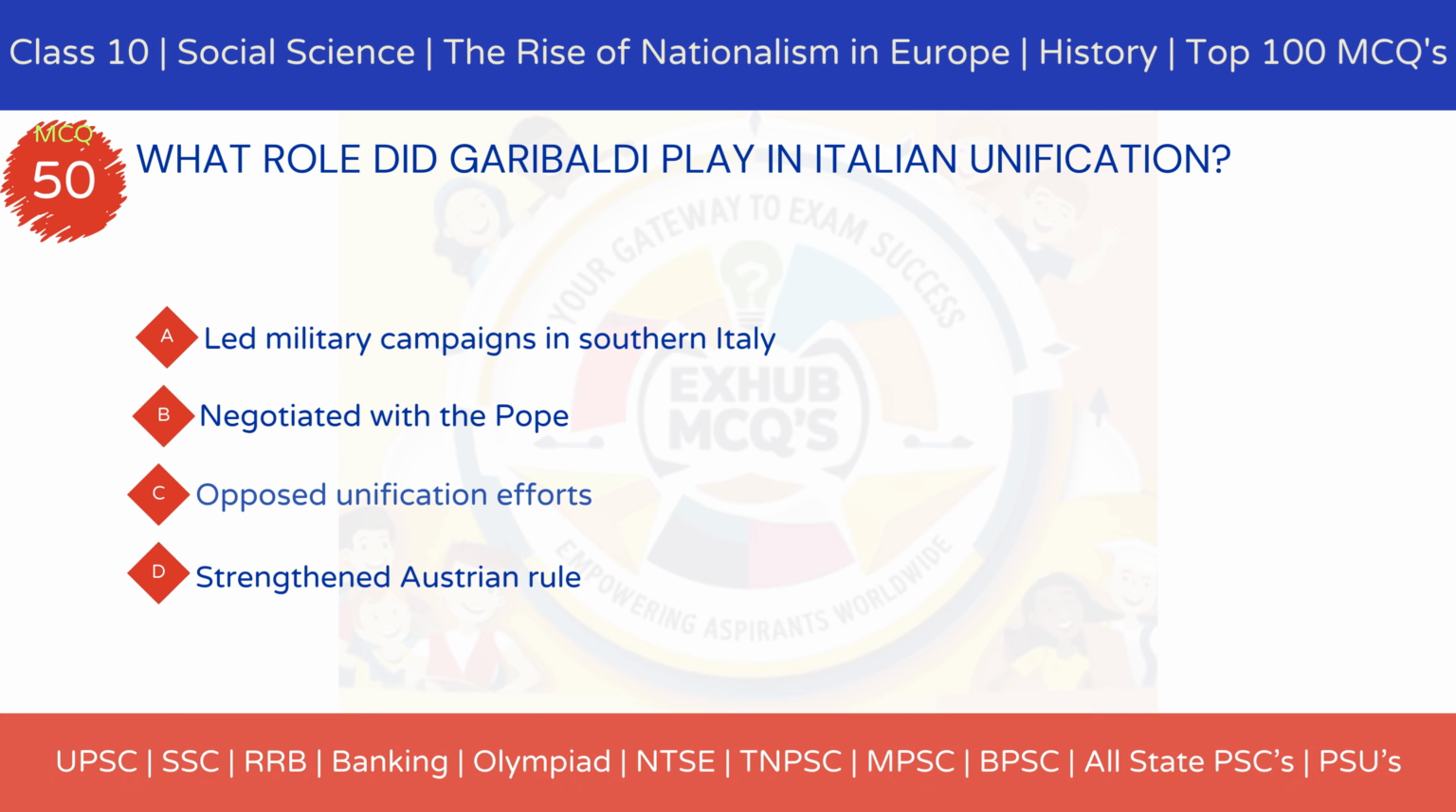MCQ 50. What role did Garibaldi play in Italian unification? Option A, led military campaigns in southern Italy. Option B, negotiated with the Pope. Option C, opposed unification efforts. Option D, strengthened Austrian rule.